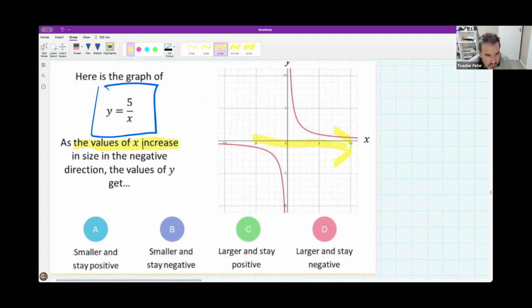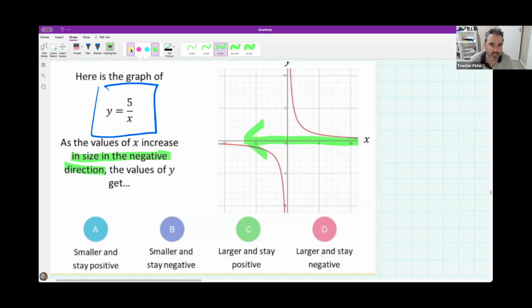Oh, wait, it says as the value of x increases in size in the negative direction. Oh my gosh, I misread it. Sorry, everyone. Did you see that second part? So as the value of x increases in size in the negative direction. Oh my goodness, they're being so sneaky. So increasing in size in the negative direction goes here.